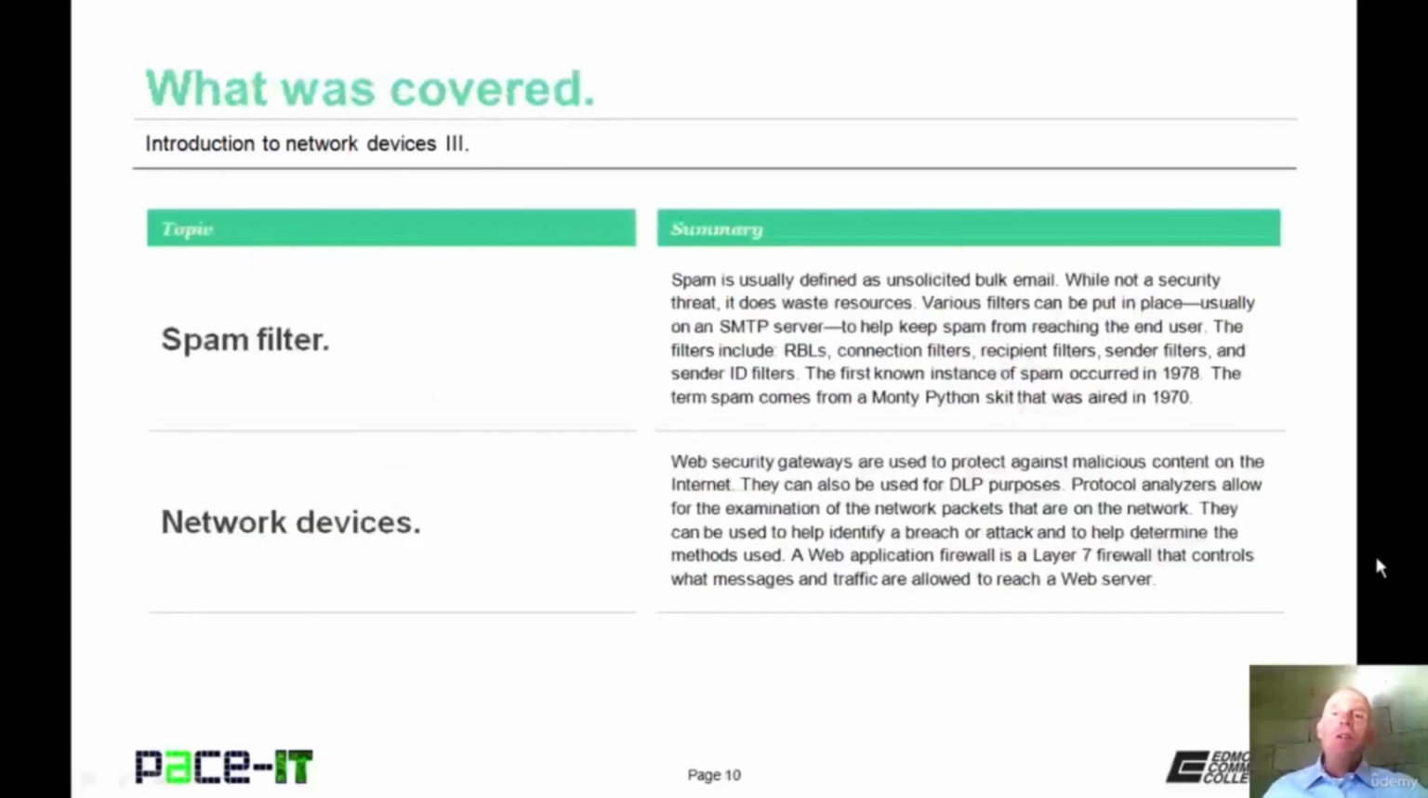Now that concludes this session on the Introduction to Network Devices Part 3. I began by talking about the spam filter, and I concluded with a brief discussion on some network devices.